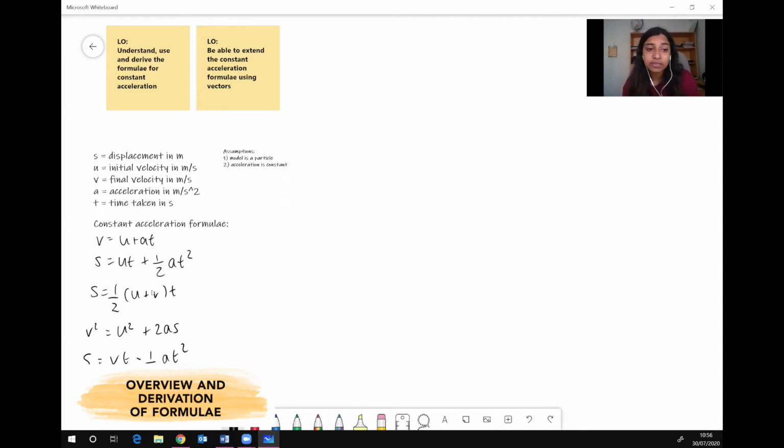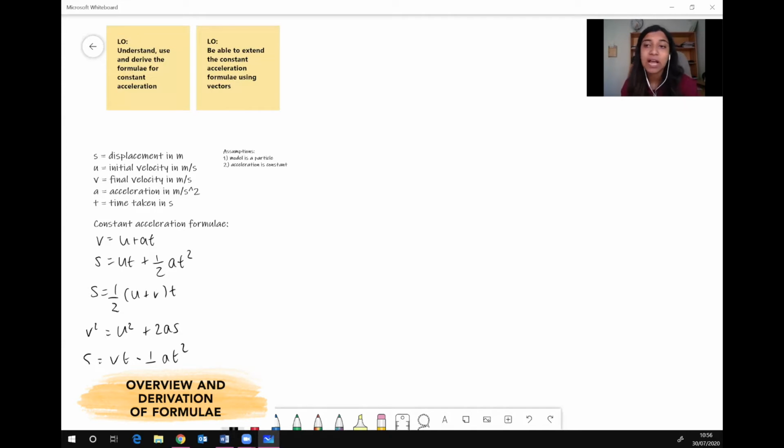And I've written these 5 here, and you don't need to remember them because you'll get them in your formula booklet, but you do need to know how to derive them. So we'll go through how to derive them shortly. So we have 5 constant acceleration formulae. The first one is v equals u plus at. Then we also have s equals ut plus half at squared, s equals a half times (u plus v) t, and v squared equals u squared plus 2as, and s equals vt minus half at squared.